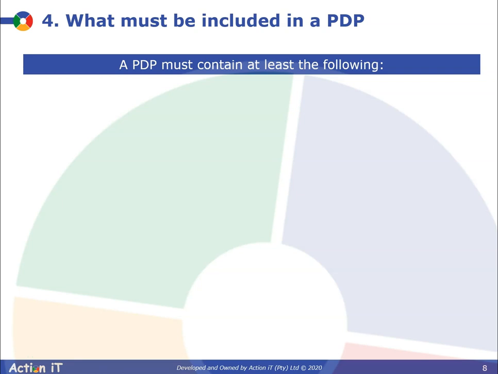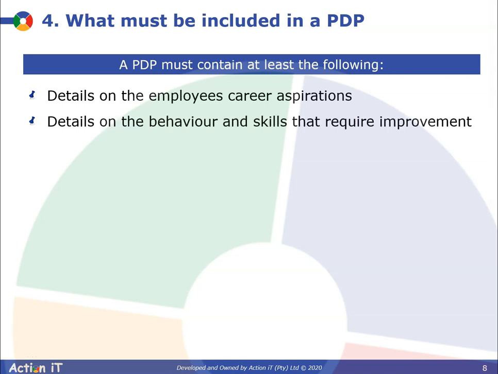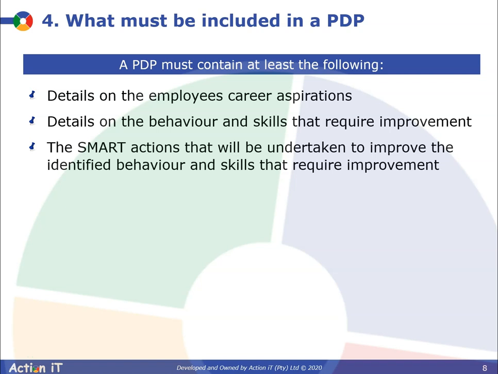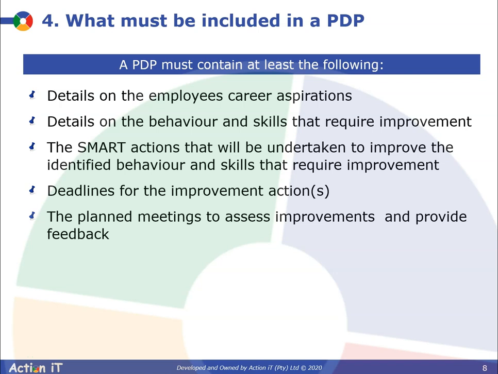To make a PDP a practical and living document, it requires certain information. The information that should be included in a PDP includes details on the career aspirations of the employee, the specific skills and behaviors of the employee that require development, the SMART actions that are planned to achieve the employee's required learning, the specific deadlines for the agreed upon learning interventions, and the planned meetings where the learnings will be reviewed, feedback given, and next steps will be taken.